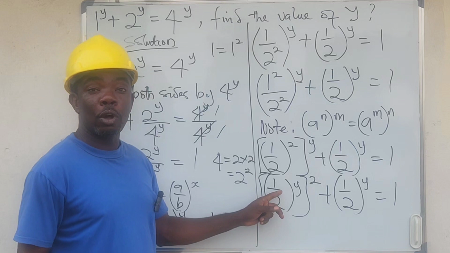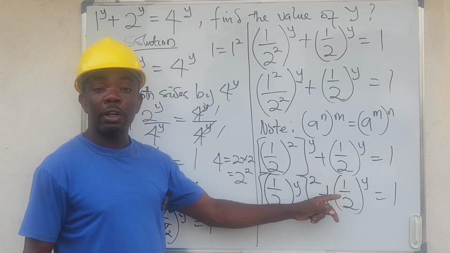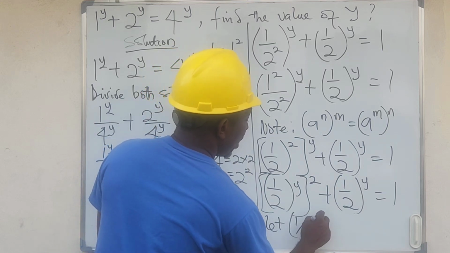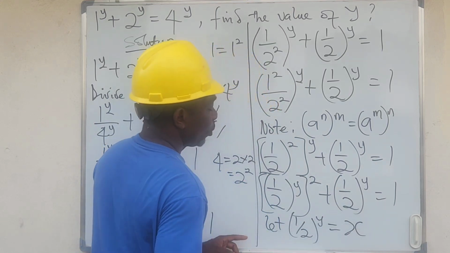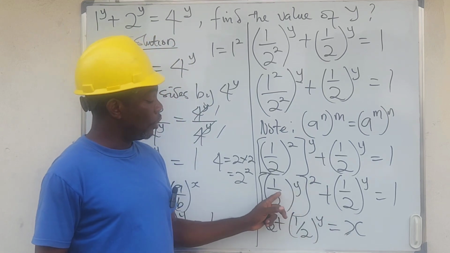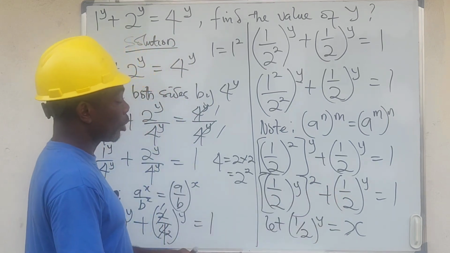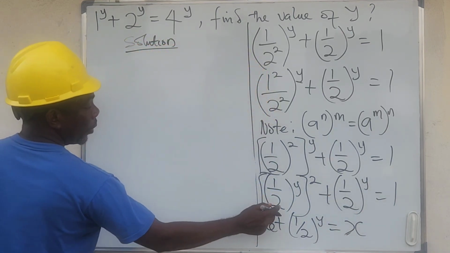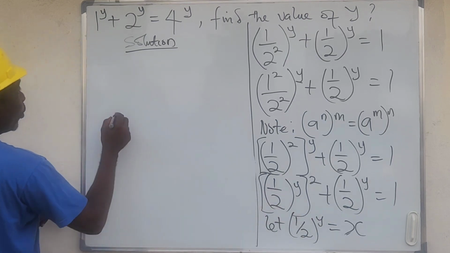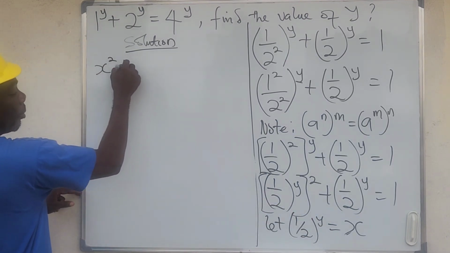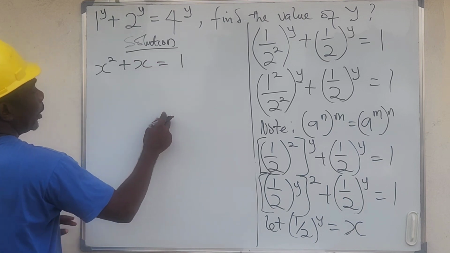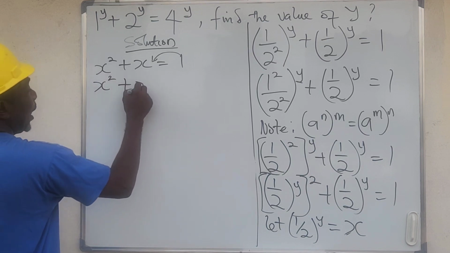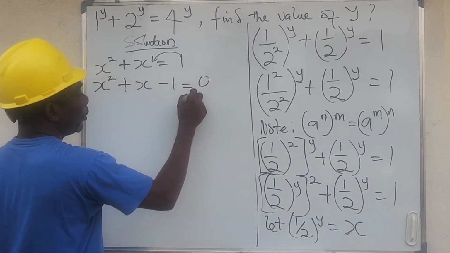You can see we have 1 over 2 raised to the power of y appearing twice. So we let 1 over 2 raised to the power of y equal x, and substitute x into this expression. It becomes x squared plus x equals 1. We transpose the 1 to the other side, so we have x squared plus x minus 1 equals 0.